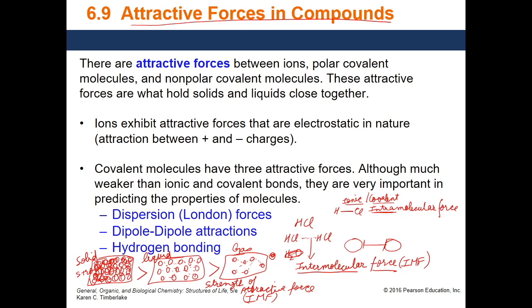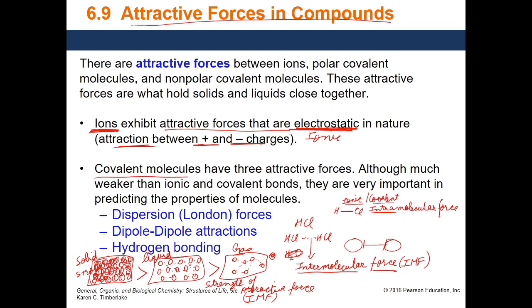Now, when we talk about two different types of compounds we have seen, one is an ionic compound, which is composed of ions. Ions exhibit an attractive force that is electrostatic in nature, which is a force of attraction between positively charged and negatively charged atoms or molecules. This is called an ionic bond.